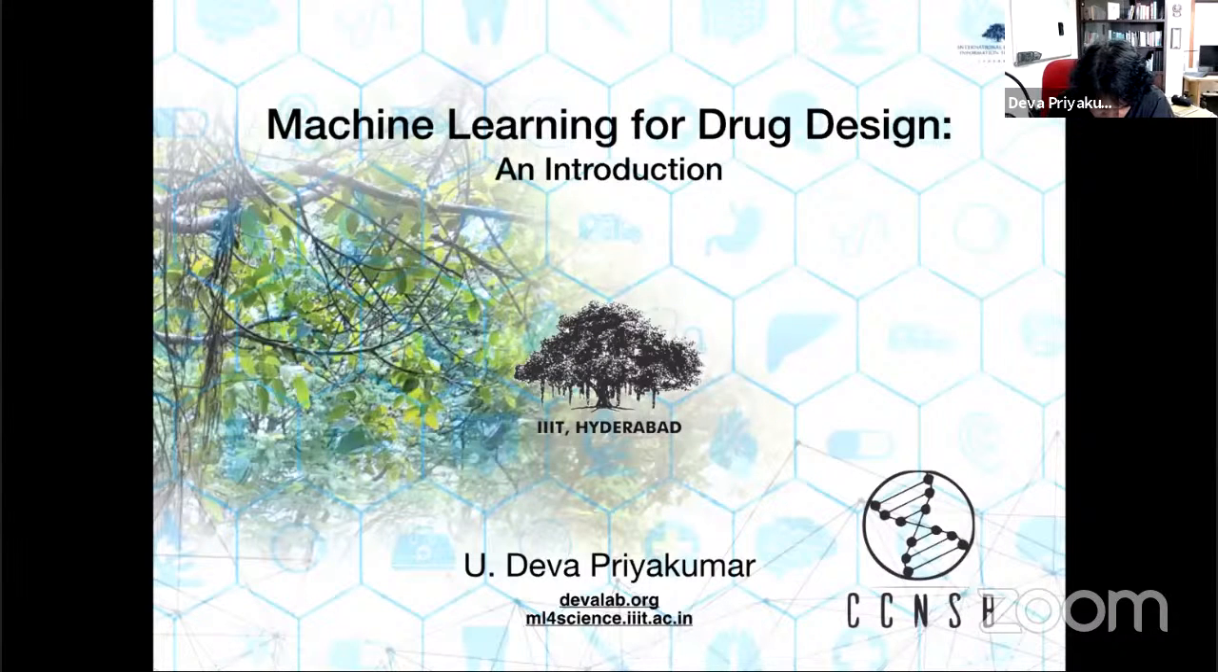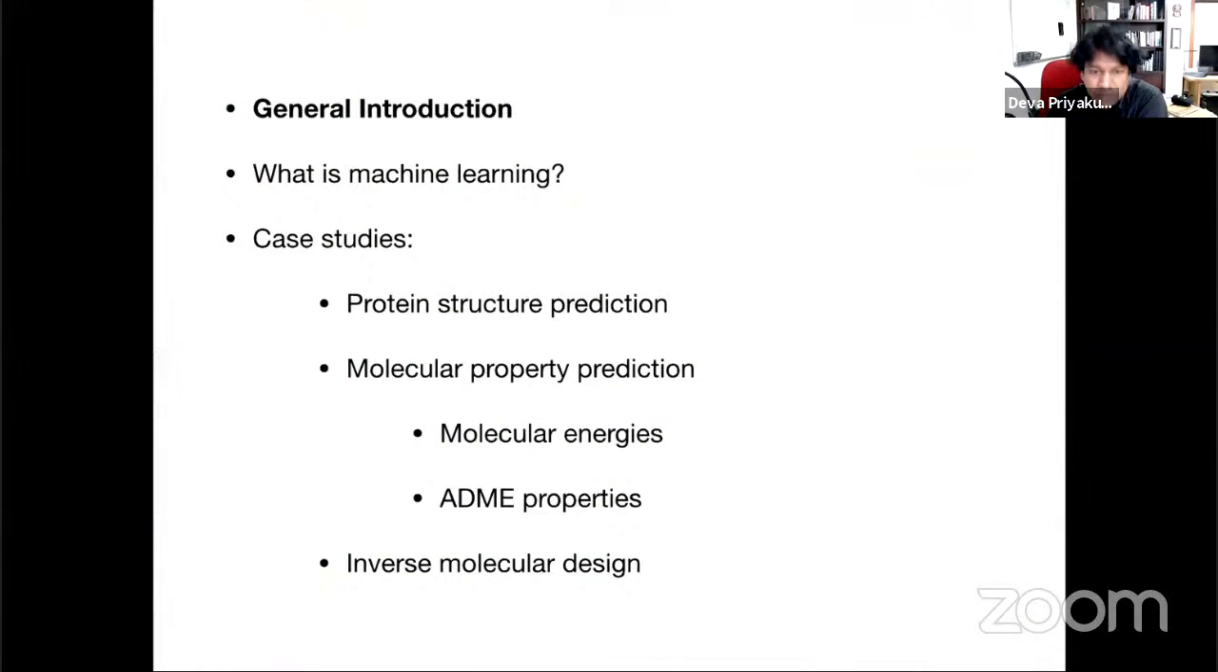Okay, so as Professor said, I'm from IIIT Hyderabad, and I'm from a center called the Center for Computational Natural Sciences and Bioinformatics. You can go to these websites to get more details on the kind of work that we do in the area of machine learning and also in other traditional science areas.